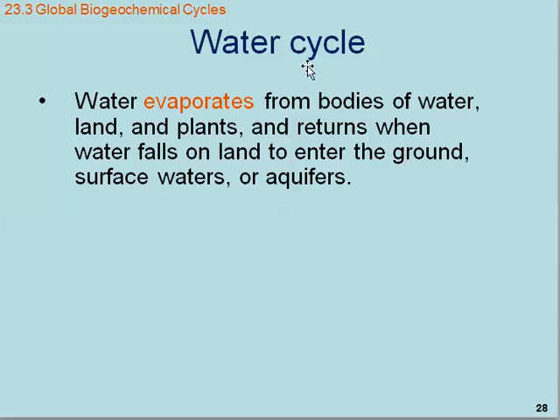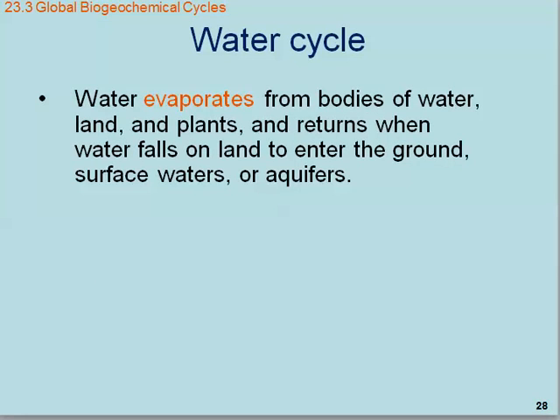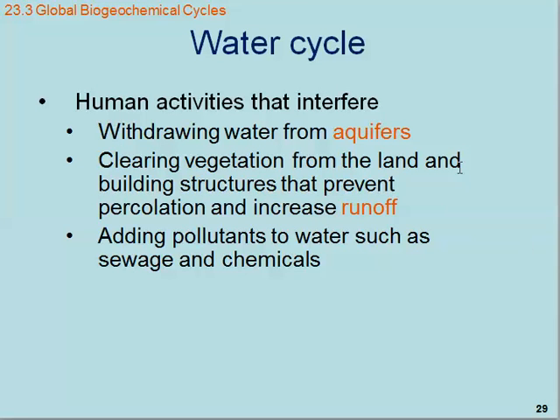So again, the water cycle. Water evaporates from bodies of water, lands and plants, and returns when water falls on land to enter the ground, surface waters, or aquifers. Human activities that interfere: we withdraw water from aquifers.